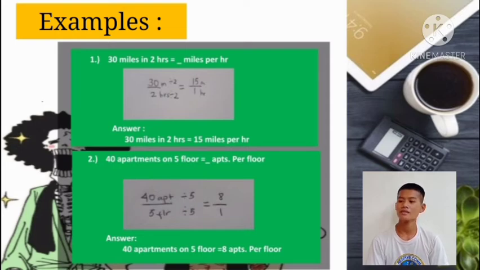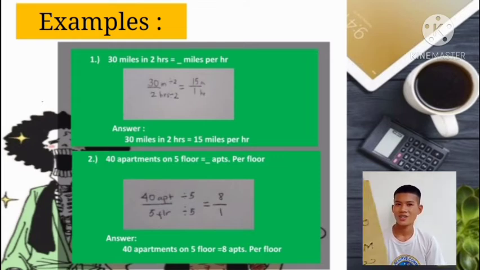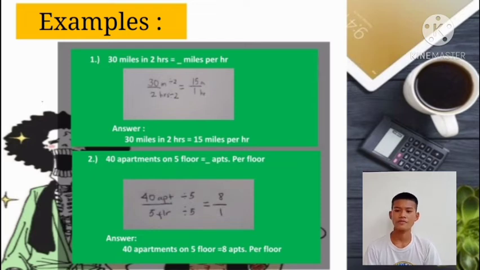So again, we need a denominator of 1. We do that by dividing both our numerator and denominator by 5. Again, I chose 5 to get the denominator to equal 1. We got 8 apartments per 1 floor. So 40 apartments on 5 floors equals 8 apartments per floor.